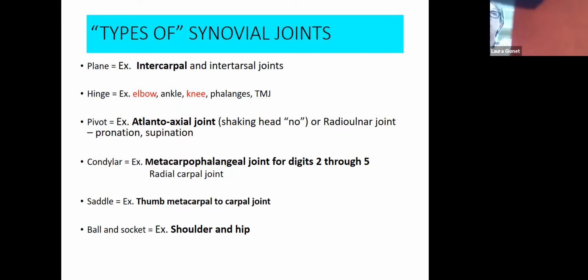Then we have condylar joints. A good example of that are the metacarpophalangeal joints, your big knuckle ridge, where the metacarpal bones end and the phalanges begin. That's an example of a condylar joint. Then we have a saddle joint, the base of the thumb to the metacarpal. You follow your thumb, you have your phalanges, and then the thumb metacarpal to the little bones of the wrist. That's a saddle joint. And then the ball and socket joints are your shoulders and hips. Those are good ones to keep in mind.